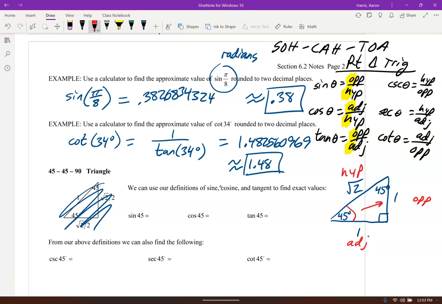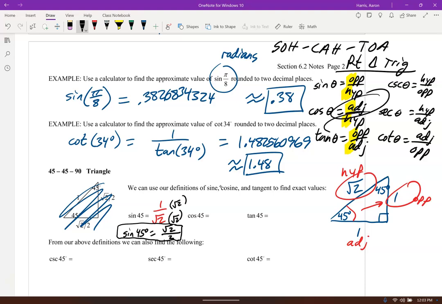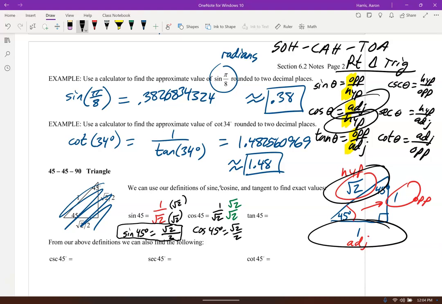So sine of 45 degrees would be 1 over square root of 2. But then you got to rationalize the square root of 2. We can't have a square root on the bottom. So sine of 45 degrees is 1 over square root of 2 times square root of 2 over square root of 2, square root of 4, which is 2. Right? So sine of 45 is root 2 over 2. The cosine of 45, now I'm going to go adjacent over hypotenuse. So adjacent over hypotenuse. Well, it's also 1 over root 2. And I also have to rationalize that. So the cosine of 45 is also root 2 over 2.